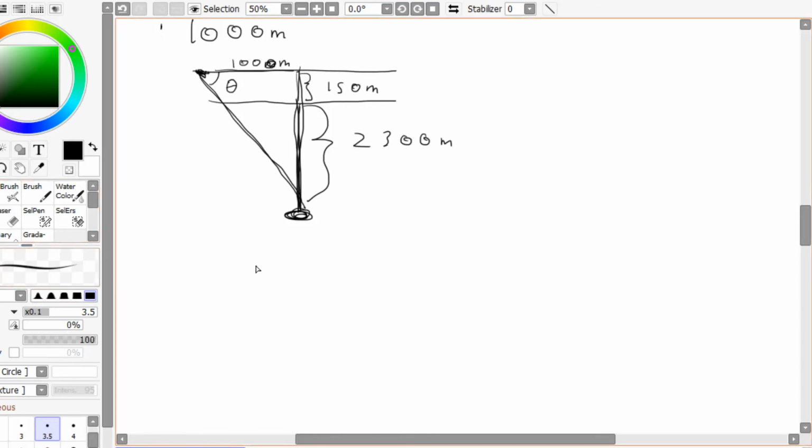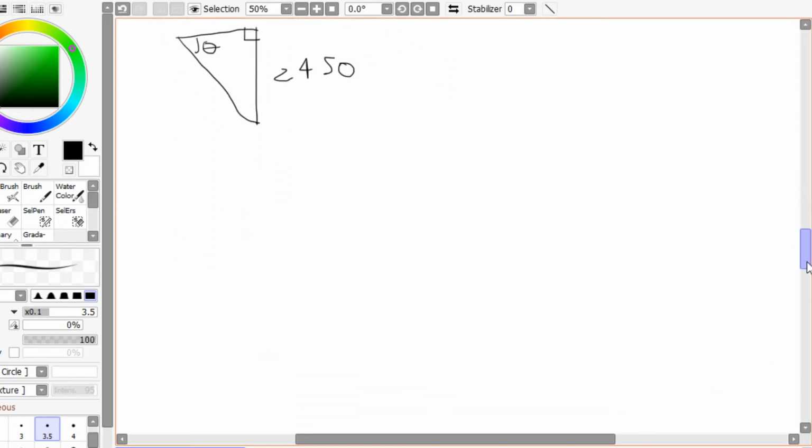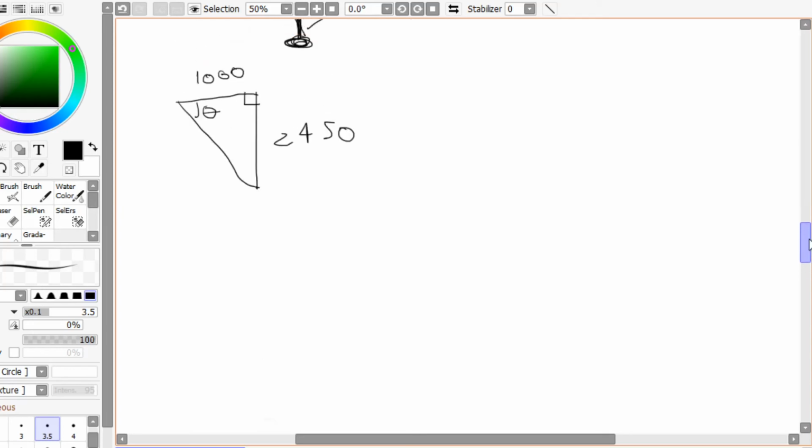So now that the triangle makes more sense and we know that we are looking for this angle, which is the angle of depression, and then we have 1,000 over here. This is 90 degrees down, and then over here we have 2,450 because we added 150 plus 2,300, and then we can just use the trigonometric ratios in order to find this missing angle. So let's write out SOHCAHTOA.